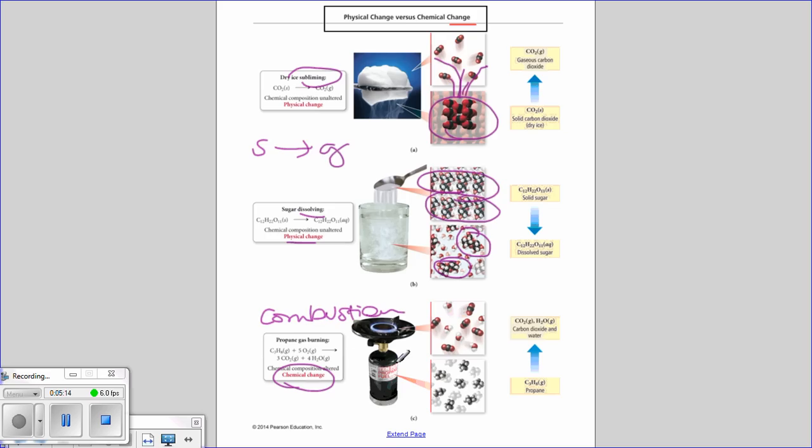Combustion is actually a chemical reaction where you have a hydrocarbon. In this case, we have propane. That's going to be combusted with oxygen, so O2. It's going to make carbon dioxide and water. And we actually have here propane, the atoms here being rearranged into different compounds, such as carbon dioxide and water, meaning there's chemical change because there's chemical rearrangement.